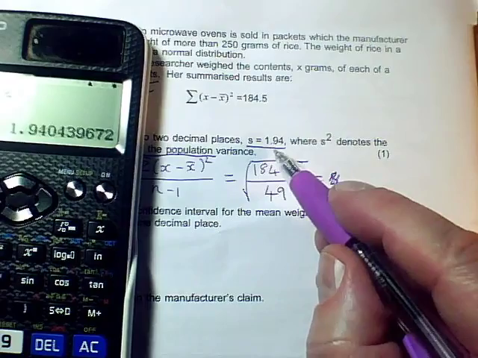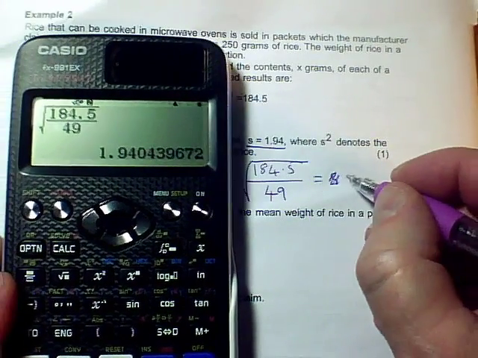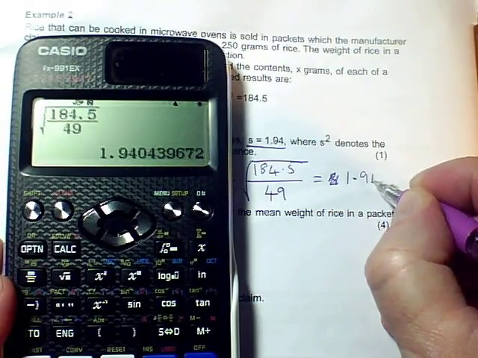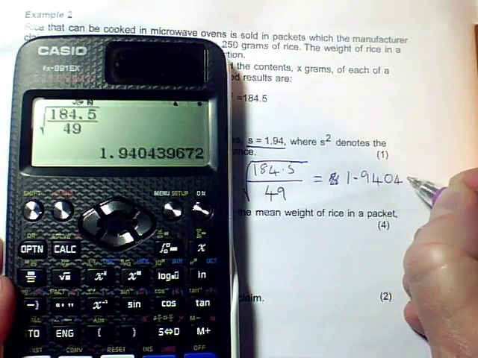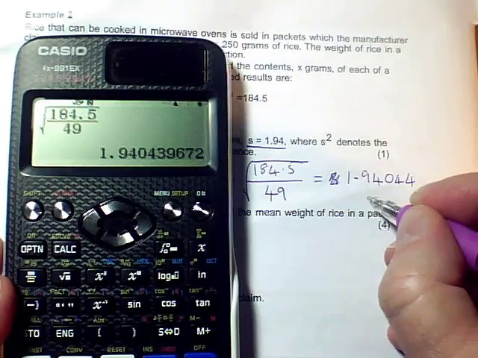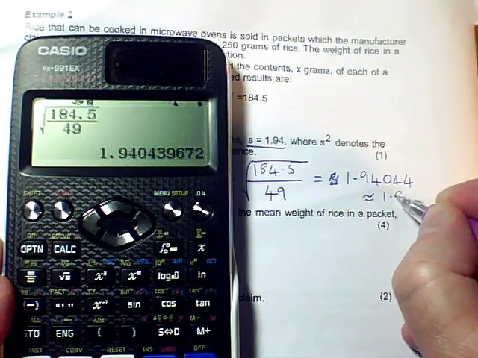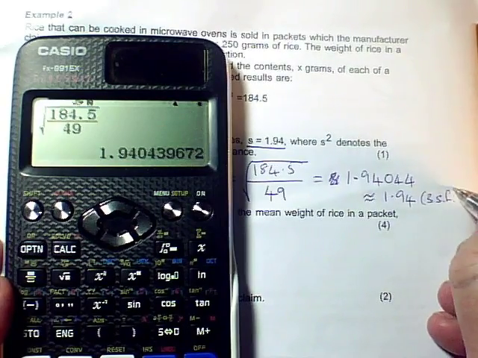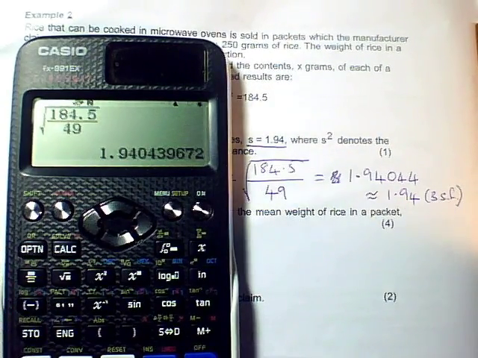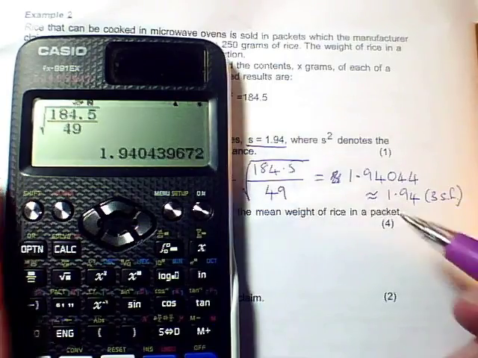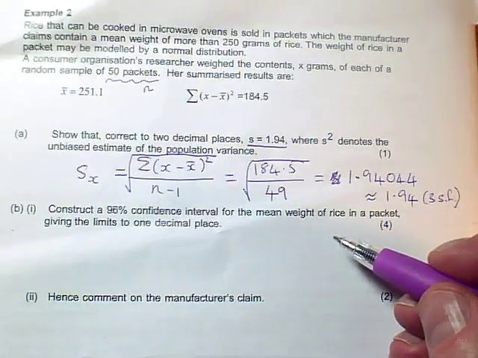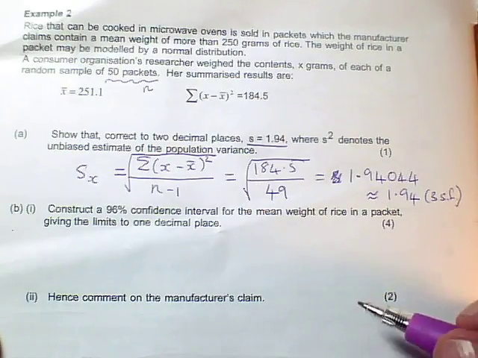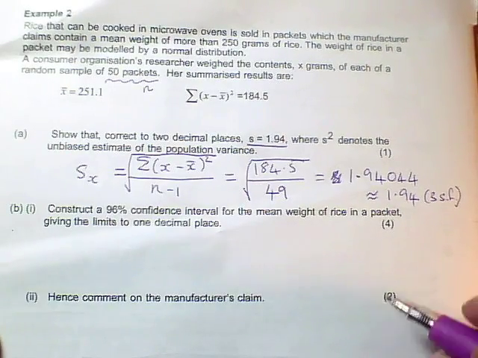Now, because the answer is given, 1.94, I want to be convincing that I've got this myself. So I'm going to write down 1.944 and then say round to 1.94 to 3 significant figures. So if they give you a numerical value, then get it to more precision than it's given to first, and then show it rounds to what it's supposed to. So we've got Sx, which is an estimate of our population standard deviation.